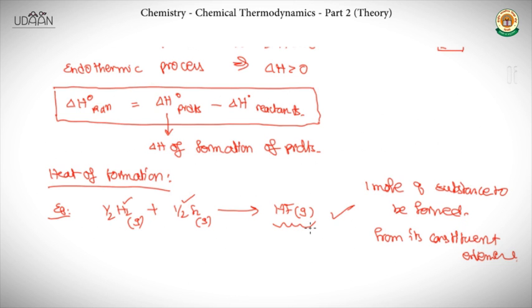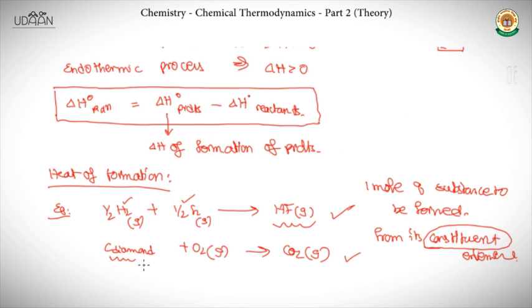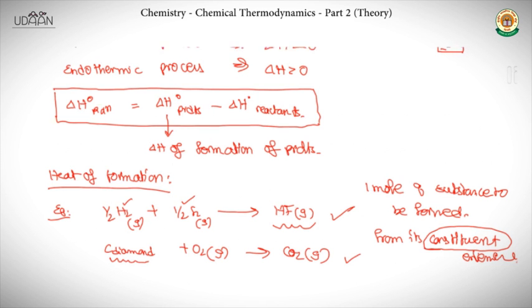Suppose that we want to find the heat of formation of CO2. I take carbon in diamond form and oxygen in gaseous form, and now I get CO2, right? Is this the heat of formation? No. Why? Because here it is not formed from its constituent elements. For carbon, diamond is not in its basic state. So it is not heat of formation.